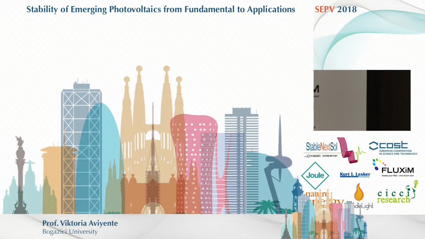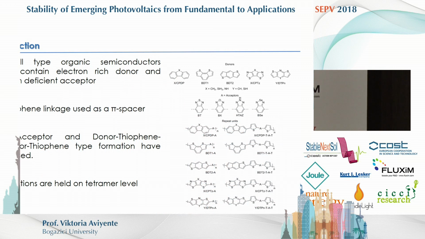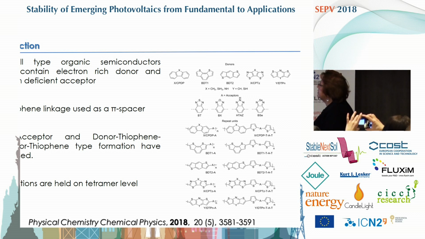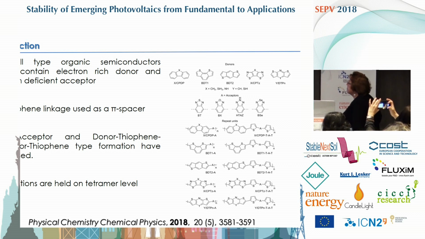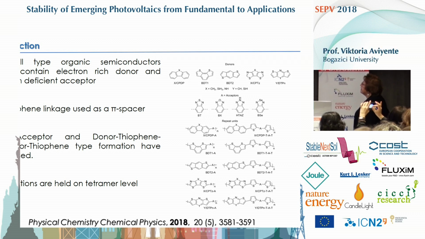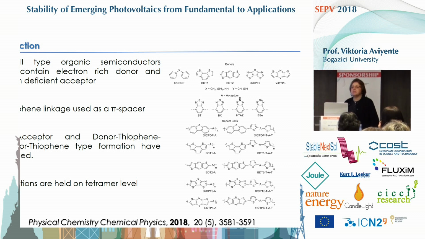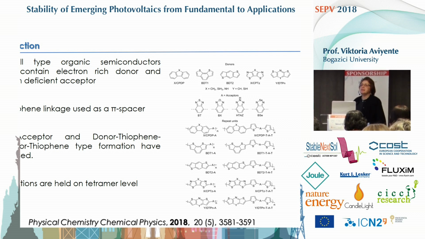So first of all, we did some benchmark calculations, and we chose some donor-acceptor polymers, and we introduced thiophene in between to see the effect of thiophene linkage. We started by doing our calculations at the monomer level, then dimers, trimers, and we ended up seeing that the tetramer, in fact, gives us the best agreement with experiment.